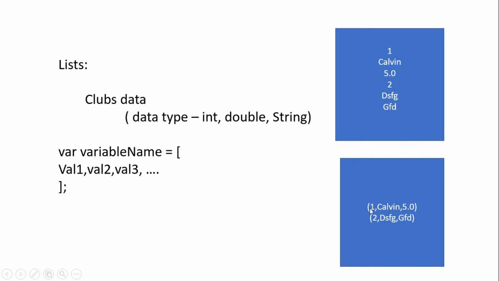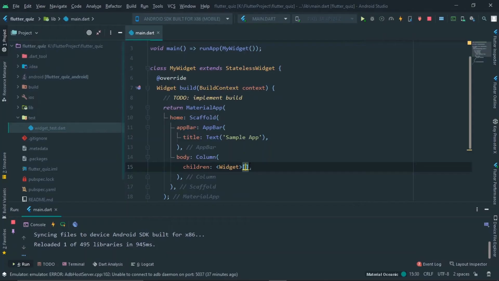So you are clubbing these data together, and again you want to club another three sets of data together. So this is just an example of how this list helps you to handle the data. Okay, so that's the list for you. Coming back here, we are making use of this list concept of Dart.